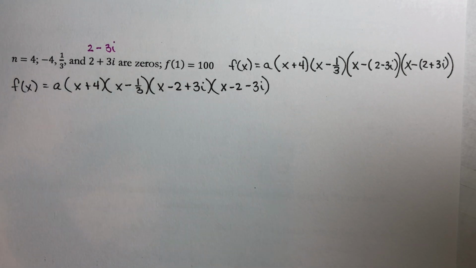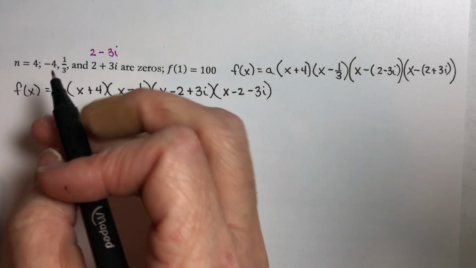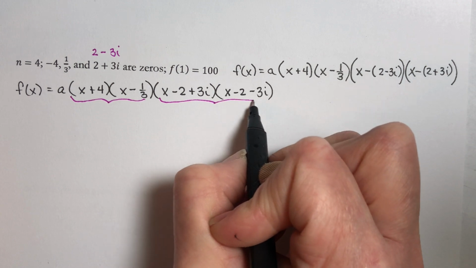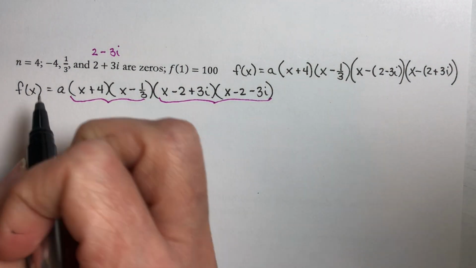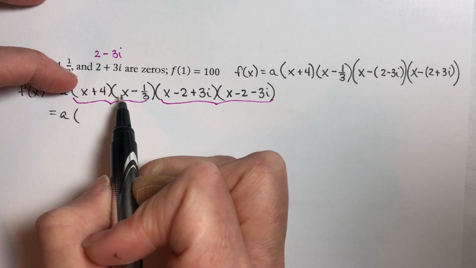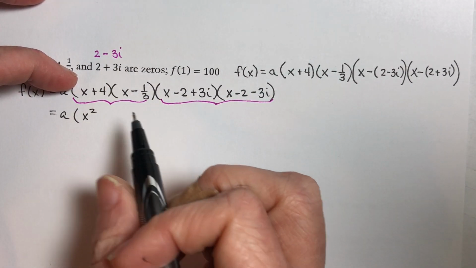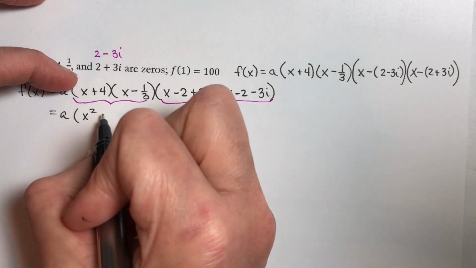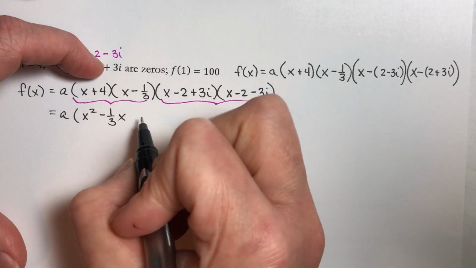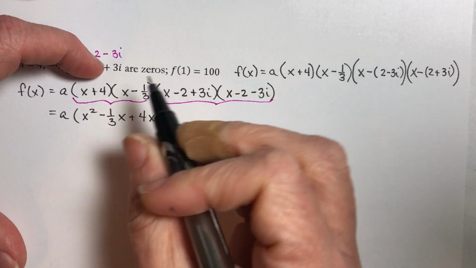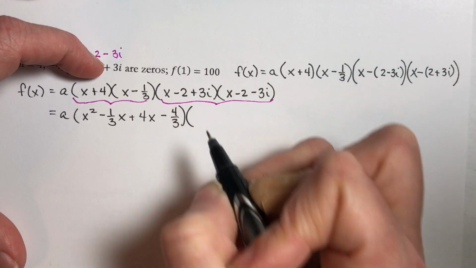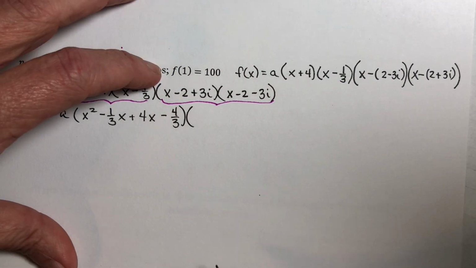Okay, so now let's go ahead and multiply these two together, and I'm going to multiply these two together. So this is going to equal a times x is x squared. X times negative 1/3 is negative 1/3 x plus 4x minus 4/3 times.